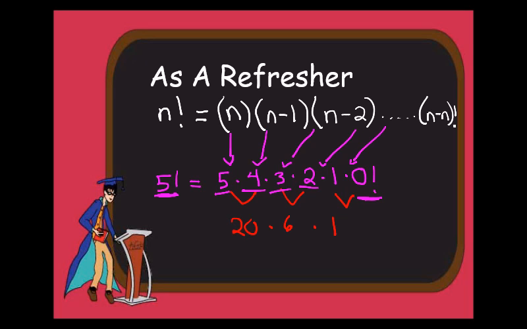But since all of this is multiplication, we're going to try and simplify it first. So 5 times 4 is 20, 3 times 2 is 6, and wait a minute, 1 times 0 factorial is 1? How can that be? Wait a minute, 0 factorial is 1. That is a constant in mathematics.